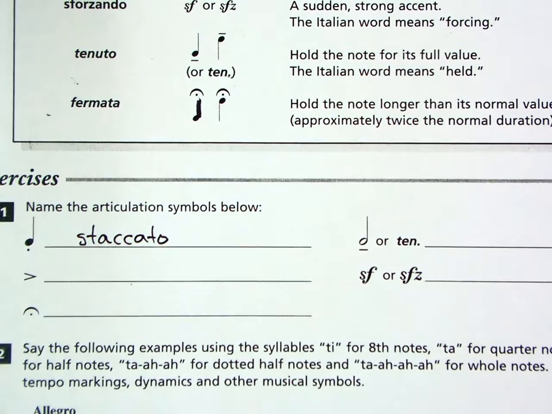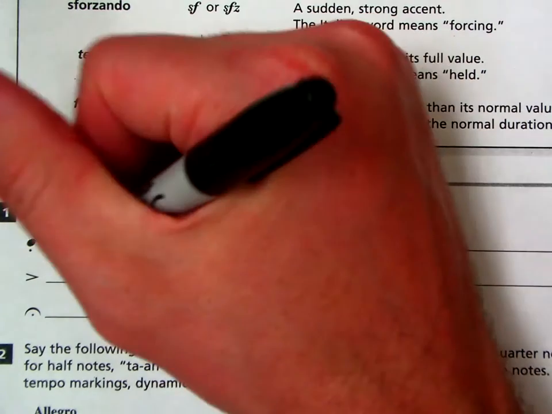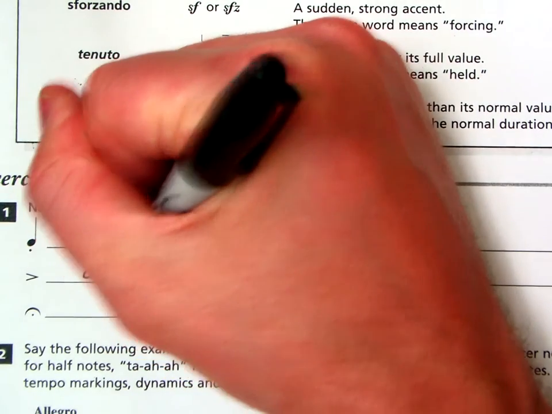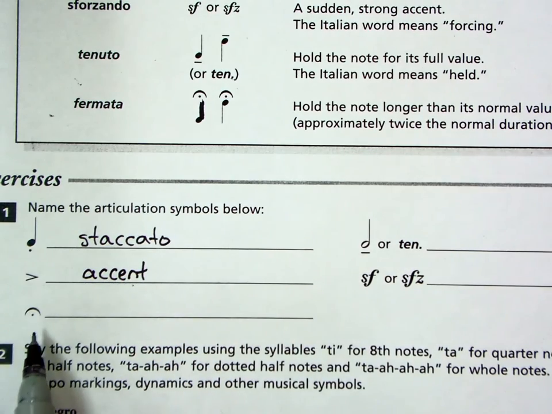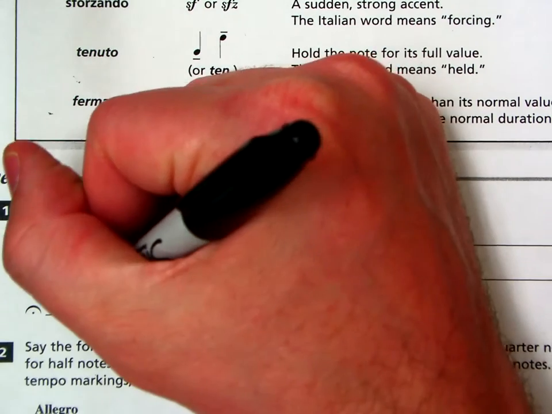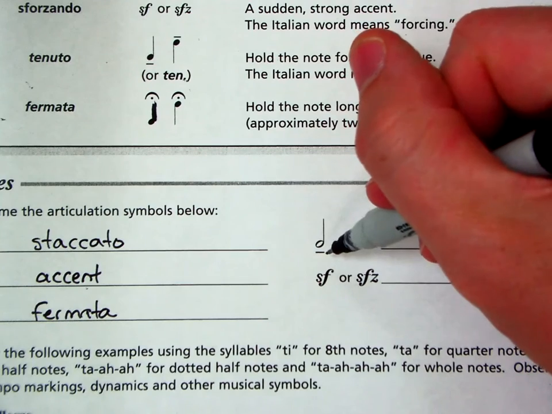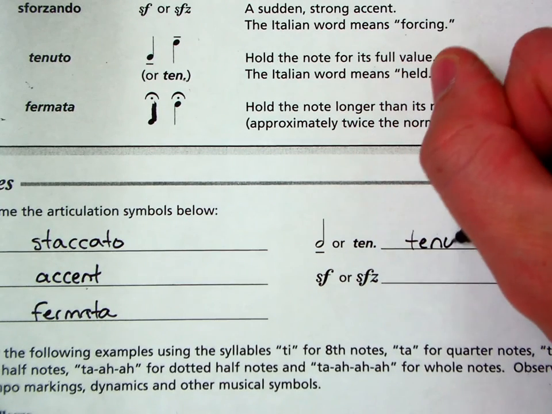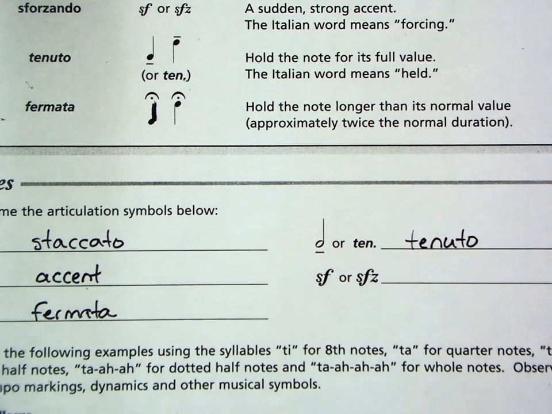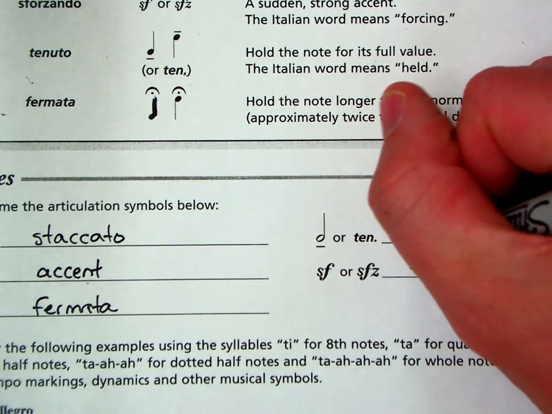All right, staccato. The next one is the small decrescendo, the little tiny arrow. Right, that is an accent, which is English, unlike the other Italian words that we have. This half circle with the dot is a fermata. Right, fermata. Over here, the line underneath the note, or TEN period, that means tenuto. And the last one that we have to name here is an SF or an SFZ, which is sforzando.